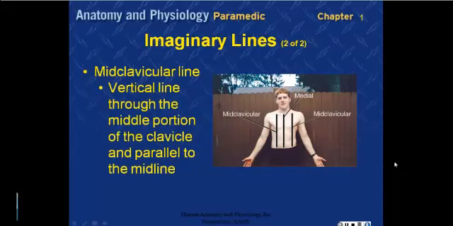Some other imaginary lines that we use a lot are the mid-clavicular lines. We use that as an anatomic landmark for a bunch of procedures, including placement of 12-lead EKG electrodes. The mid-clavicular line is the vertical line through the middle portion of the clavicle and parallel to the midline. Your clavicle is your collarbone. It usually corresponds to the patient's nipples. But nipples is a very relative term, you'll find out. Everybody's nipples aren't in the same place.